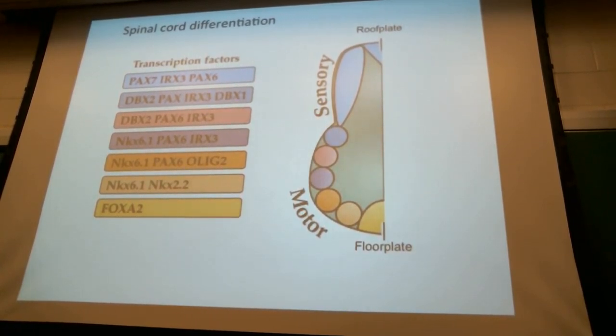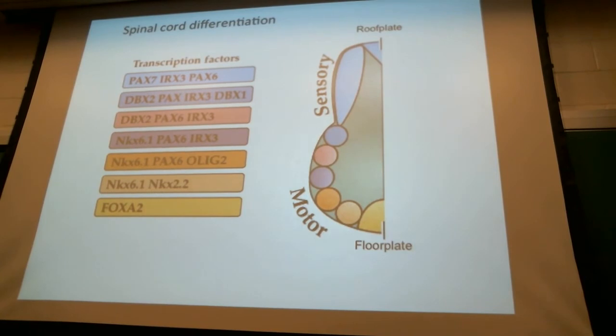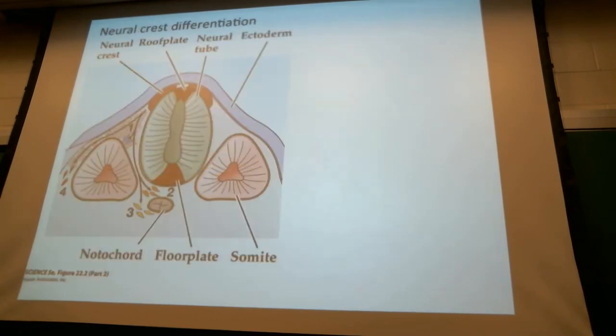And as you can see, some of them are overlapping, like this one. This one's overlapping too. A lot of them are overlapping. So the cell fate is not determined by just one transcription factor. It usually requires sets of them. So the neural tube creates different neurons, but another place that creates neurons is the neural crest. So let's look at the neural crest next.